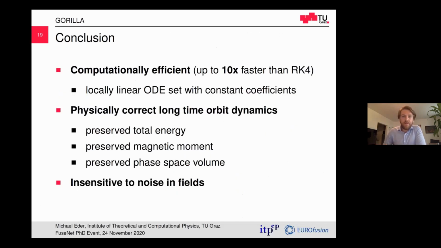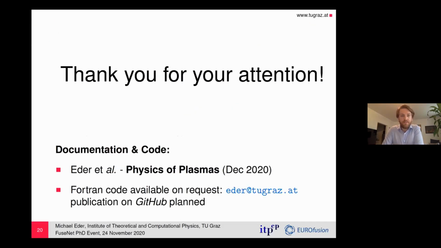So finally, let me conclude. We have developed a computationally extremely efficient method. In our tests, it's up to 10 times faster than RK4 because we only solve this local linear ODE set, but still it's physically correct. So we preserve total energy, magnetic moment, and phase space volume. And this has this additional feature that it's also insensitive to noise. So with that, let me thank you for your attention.